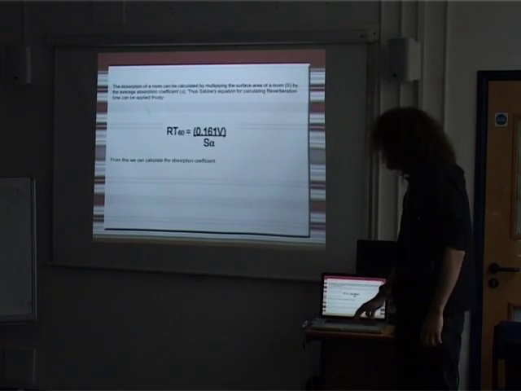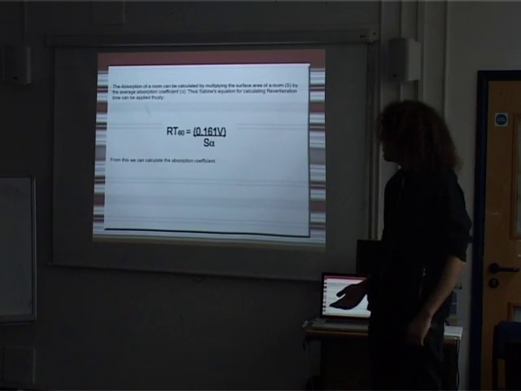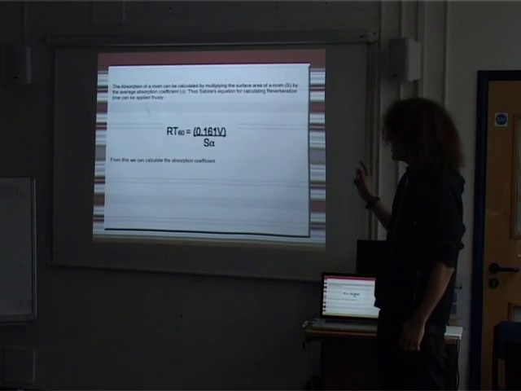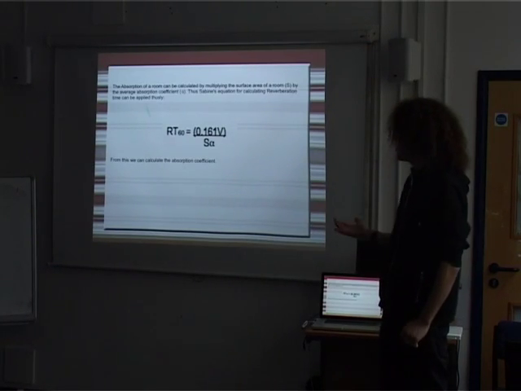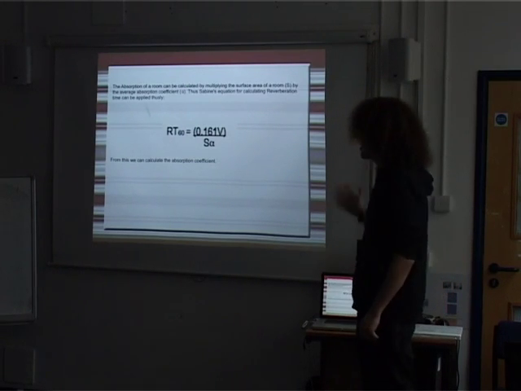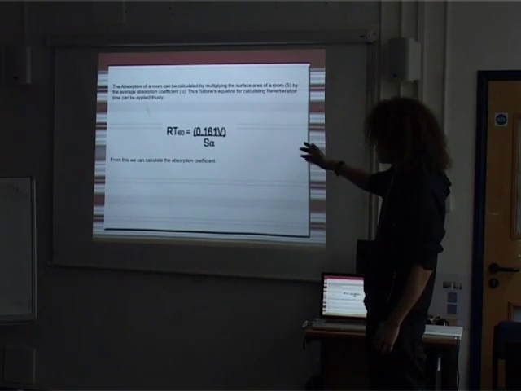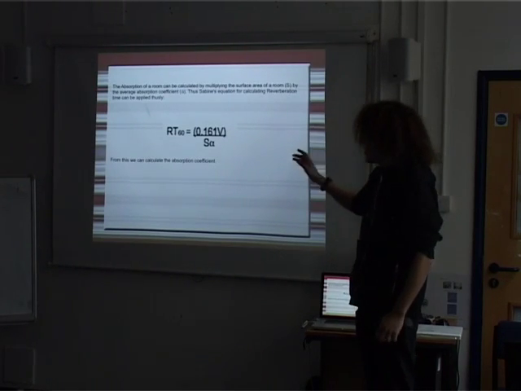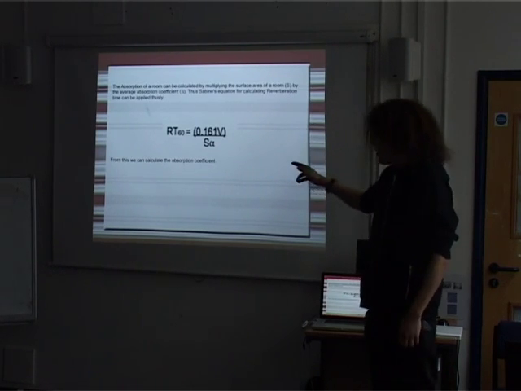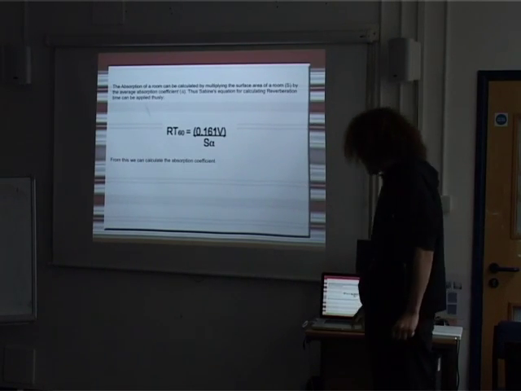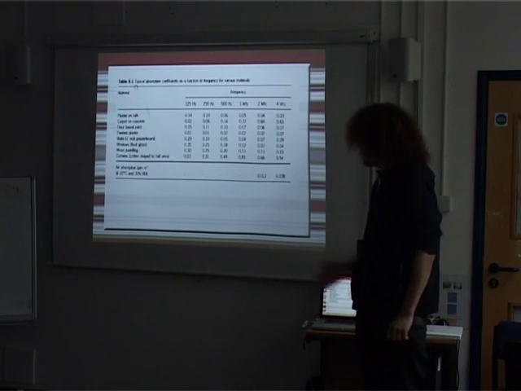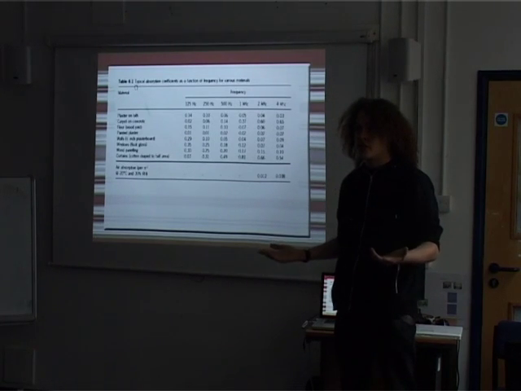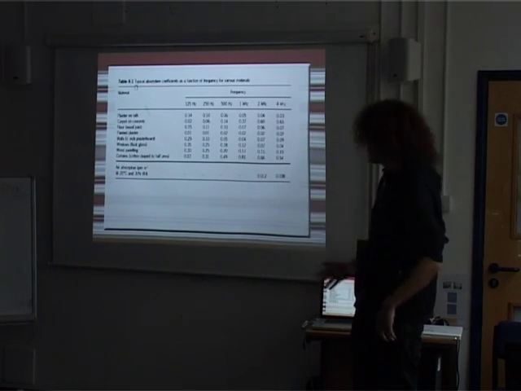second for air. The absorption of a room can be calculated by multiplying the surface area, which is S, by the average absorption coefficient, which is alpha. Thus, Sabine's equation for calculating reverb time, which a few people have spoken about today, can be applied like that. The RT60 time equals 0.161 V divided by SA. And from this we can calculate the absorption coefficient. And obviously here we've got a table showing different absorption coefficients for different materials you can use to soundproof a room, to make absorbers and stuff like that.